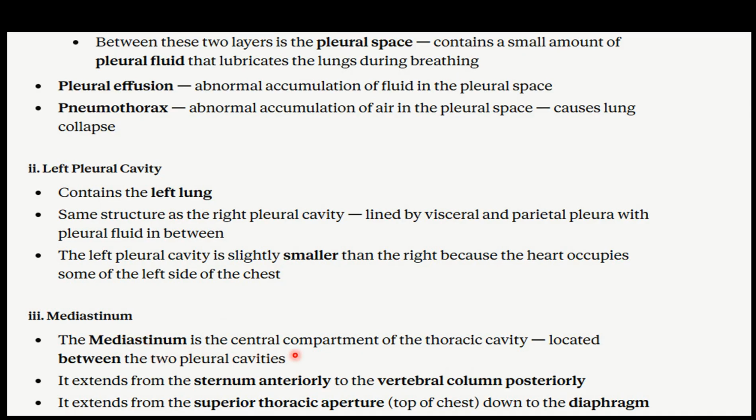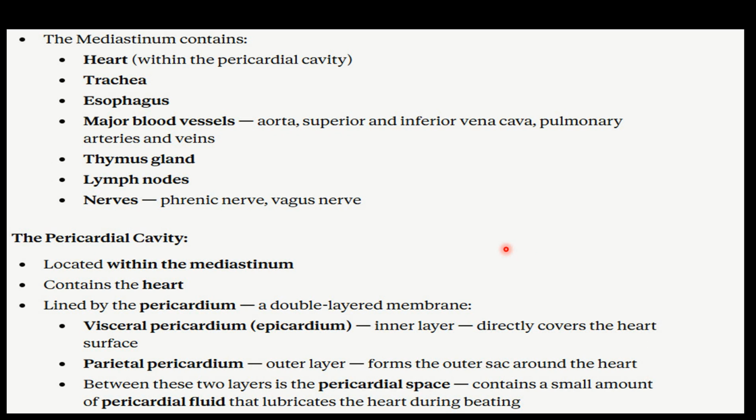The mediastinum is a central compartment of the thoracic cavity located between the two pleural cavities. It extends from the sternum anteriorly and the vertebral column posteriorly, and from the superior thoracic aperture, the top of the chest, down to the diaphragm. The mediastinum contains the heart, trachea, esophagus, blood vessels, thymus gland, lymph nodes, and nerves. So these all come under the mediastinum contents.